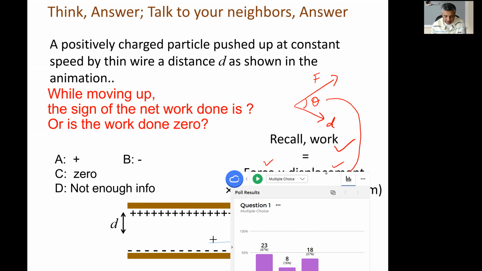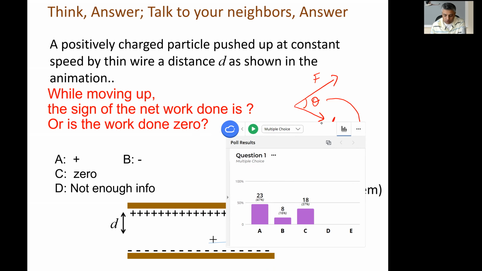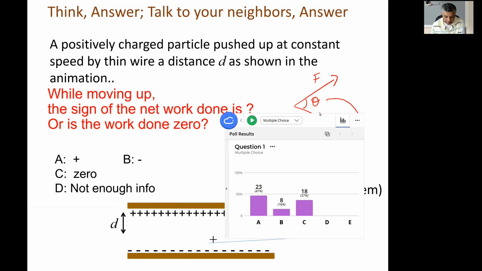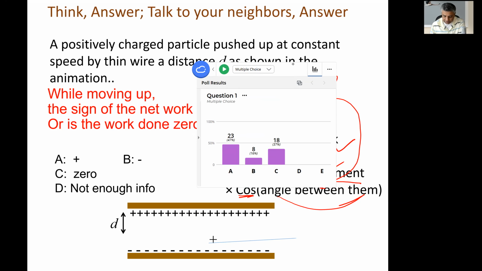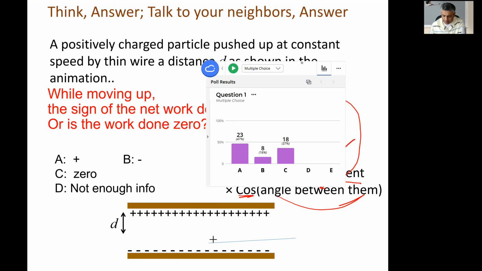So it's asking us to find the work done, or let's say the network. Is the sign positive, negative, or 0? So we got positive, negative, and 0. Okay. So let's suppose I am thinking A is the correct answer. Am I right or wrong? And why?